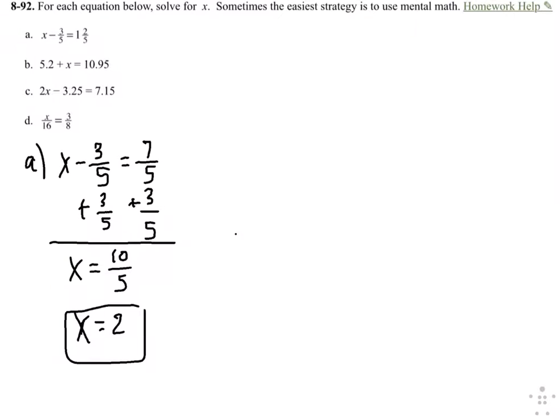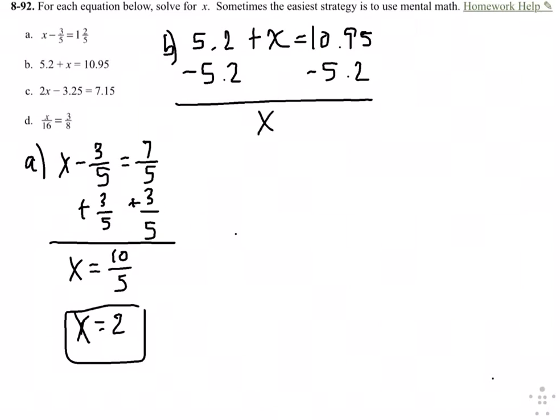For A. B, we have 5.2. This is B, right? 5.2 plus x equals 10.95. We subtract 5.2 from both sides, 5.2, and we get x equals 5.75, right? And we leave that as decimals since the question was in decimals.